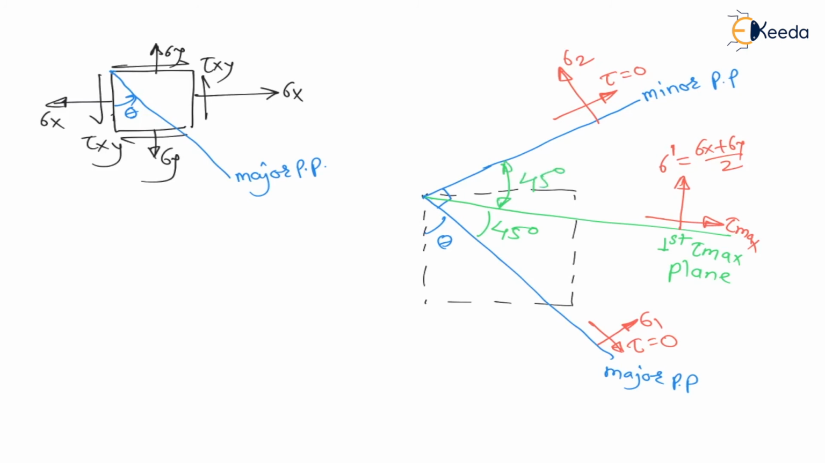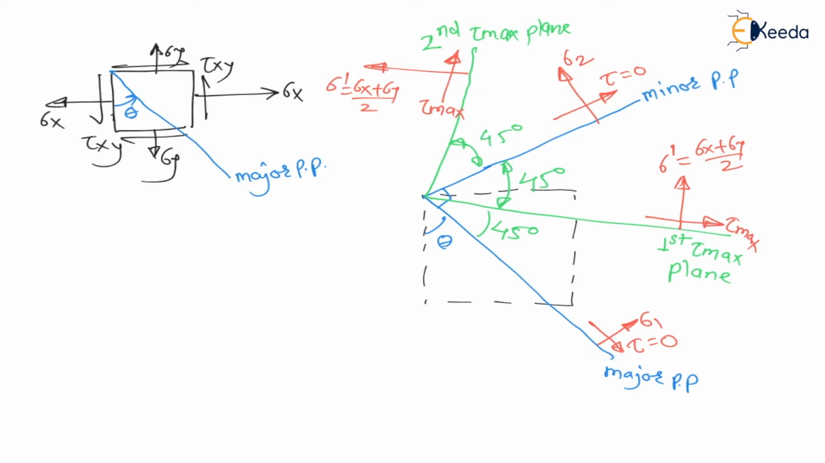And there is one more tau max plane, which is perpendicular to the first tau max plane, so this is the second tau max plane. It is at an angle of 45 degrees from the minor principal plane. On this tau max plane, the normal stress is sigma dash, that is sigma x plus sigma y by 2, and the shear stress is tau max. This is how there are different planes in 2D loading.